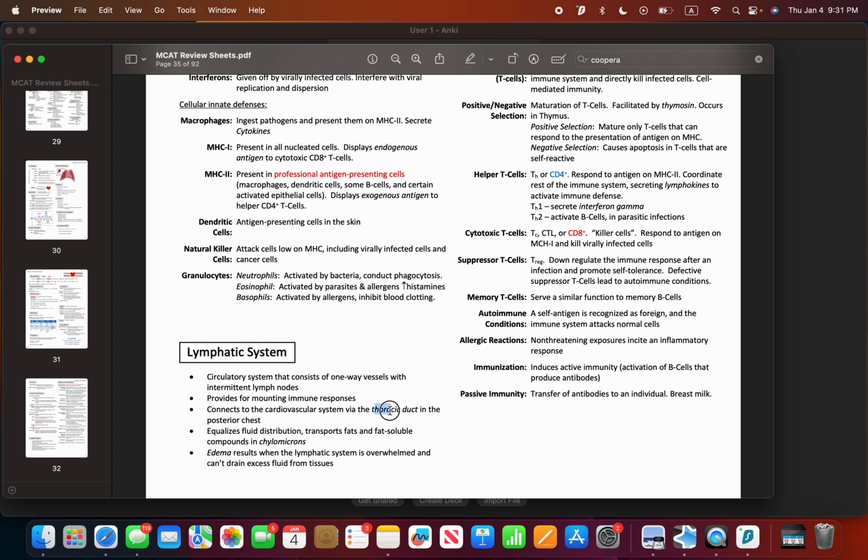It equalizes fluid distribution, and transports fat and fat soluble compounds in chylomicrons. So if we are asked what chylomicrons are, they are fat soluble compounds, and they distribute fluids in the lymphatic system. Edema results when the lymphatic system is overwhelmed and cannot drain excess fluid from tissues.